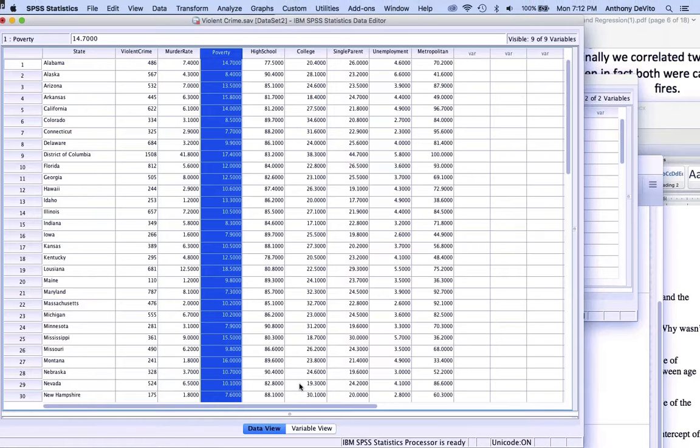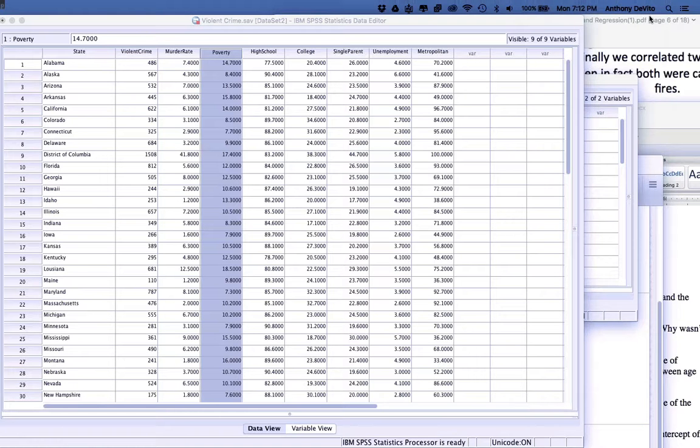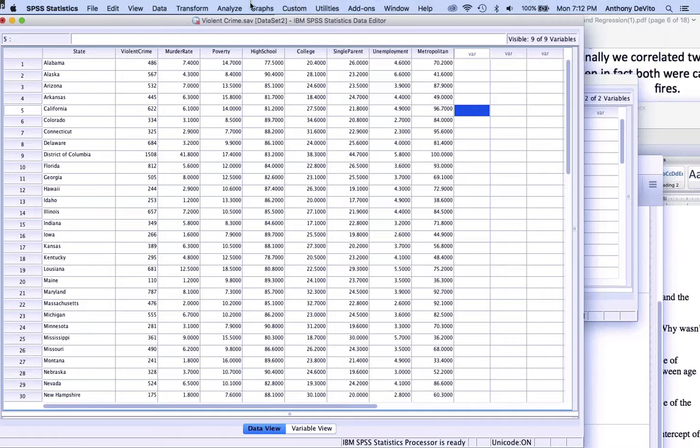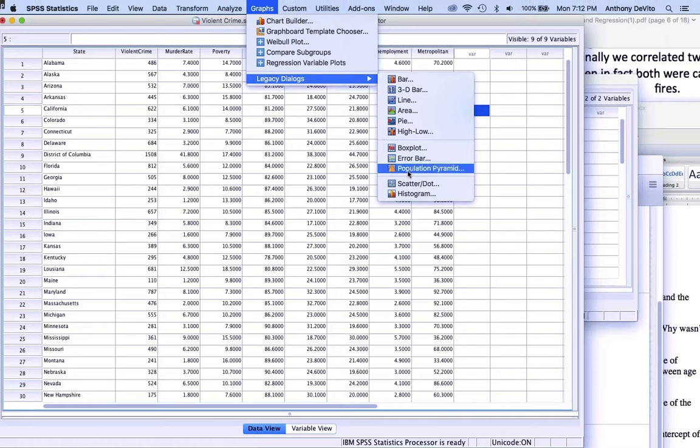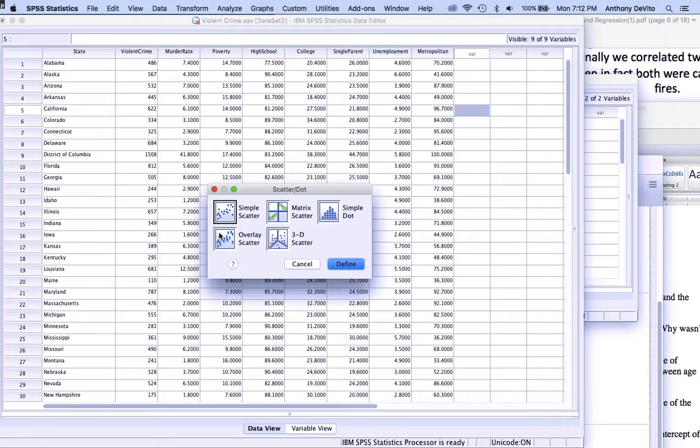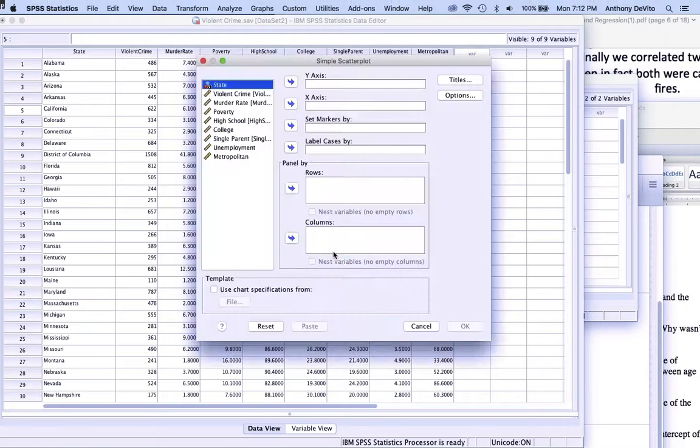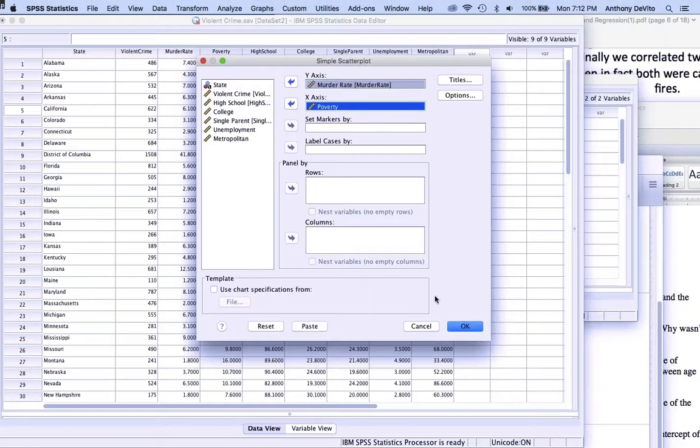So what's the first thing I might want to look at to see if there's an association here before I go crazy doing a lot of calculations? Scatterplot. Yeah, let's look at it graphically. So I'm going to go up to Graphs, Legacy Dialogs, Scatter/Dot, and I'm going to say simple scatter. It doesn't matter what I call the x-axis or the y-axis. So I'm going to put in murder rate, and I'm going to put in poverty, and click OK.